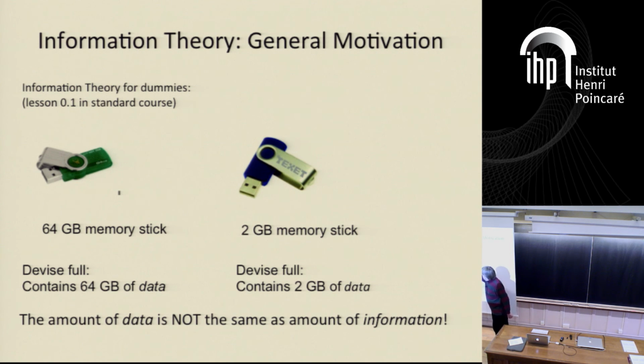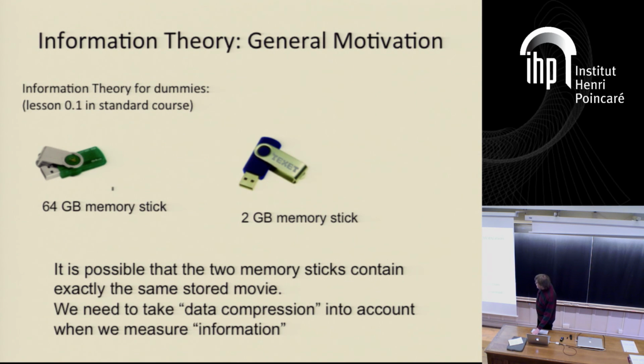So you can have two different memory sticks here, and both of them are full. But the point is that maybe both of these full files or complete files contain the same data. They might contain the same movie file, for example. Same movie, not the same file, of course, but the same movie. So it's the same information they contain, but really you need to take data compression into account when you measure information. That's a fundamental thing.